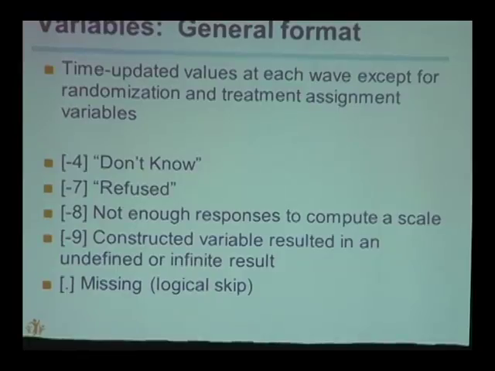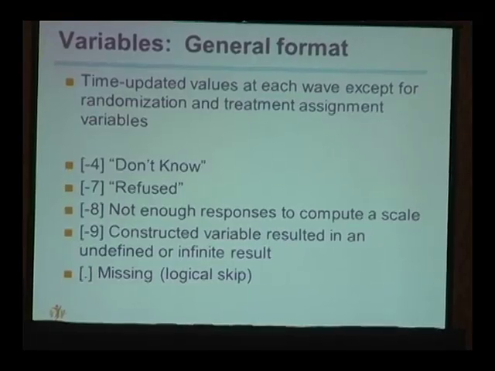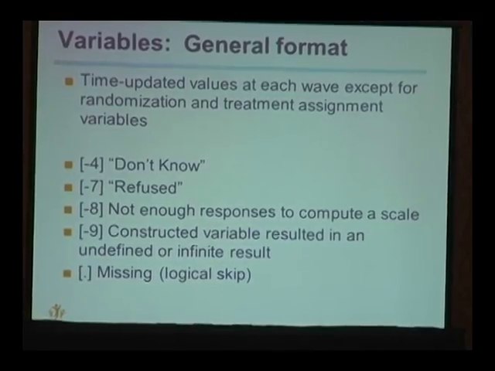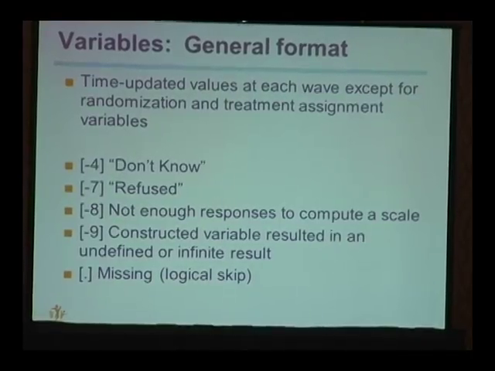We just wanted to briefly mention some of the general format. All of the values are time updated at each wave, except for the randomization and the treatment assignment variables. In other words, if someone changed jobs into a different site, we might include an indicator to indicate that the person switched jobs, but their original randomization and treatment assignment variable holds. And this is just some of the general numbers that, if you saw it in the data set, would kind of indicate what it means. For example, a dot is a missing or logical skip. The question didn't apply or wasn't asked.